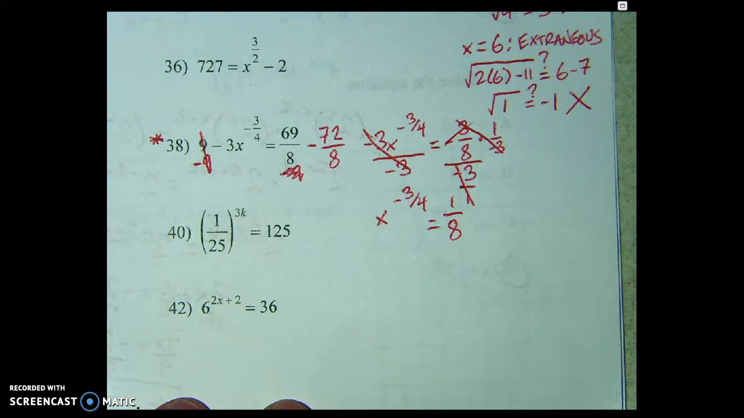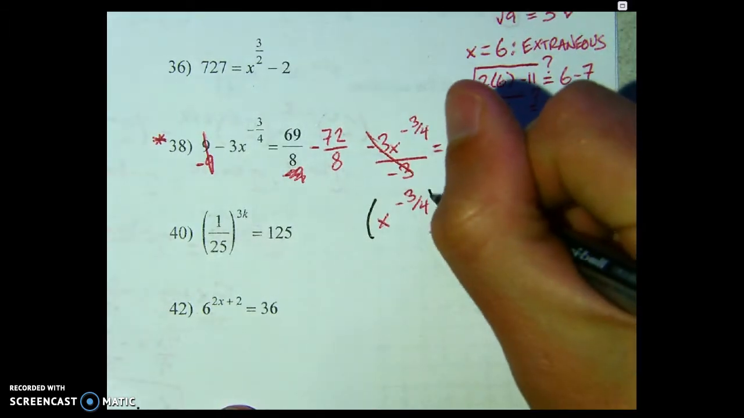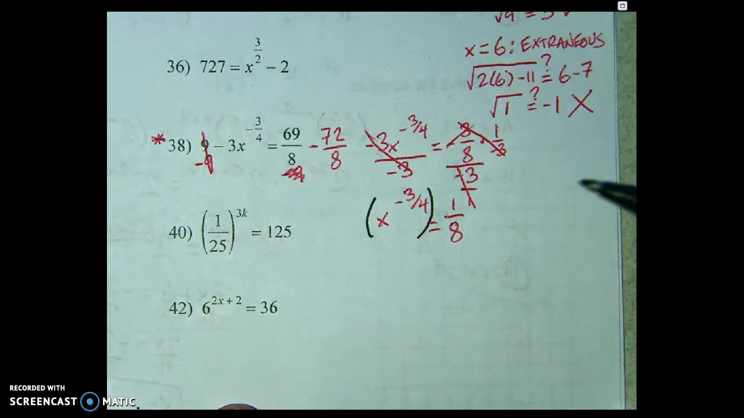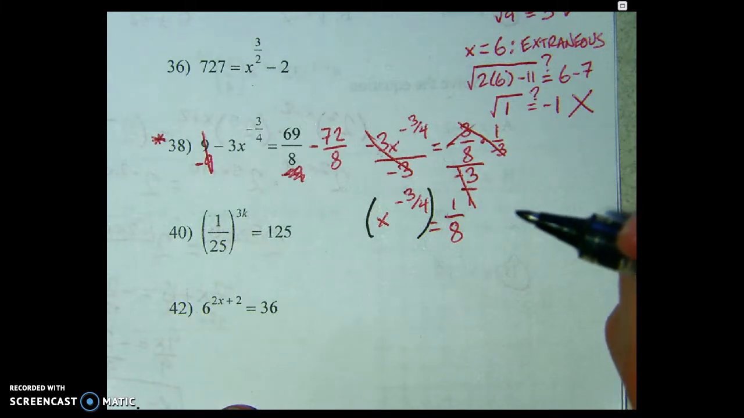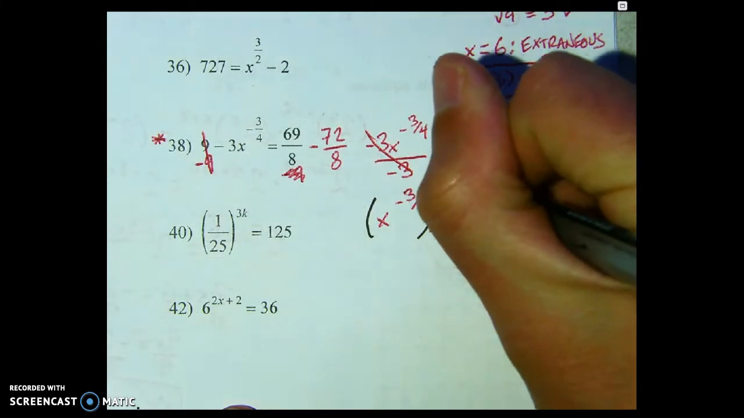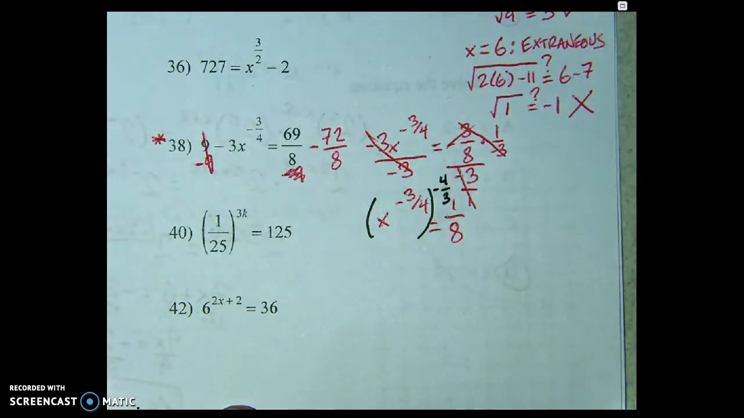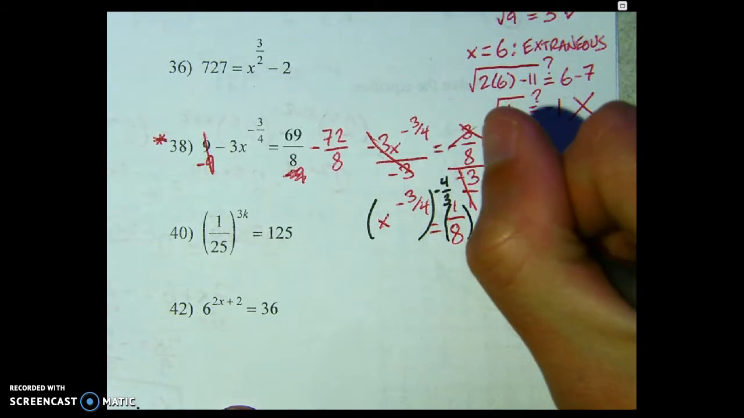Now, in order to deal with that fraction in the exponent, I need to raise both sides of this exponential equation to the power of whatever the reciprocal of that is, because really I want to get x. I don't care about x to the negative 3/4, I just want x by itself. So I need to raise that expression to the power of negative 4/3. Okay, because if I do that, then multiplying negative 3/4 by negative 4/3 gets me an exponent of 1, which will allow me to solve for just x.